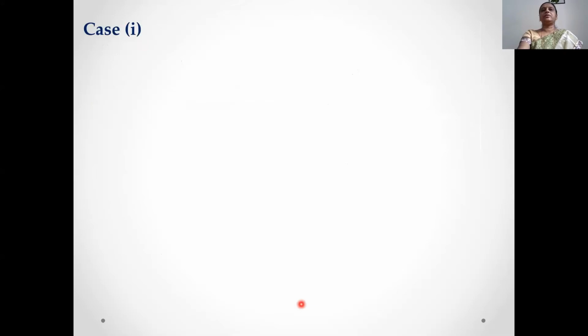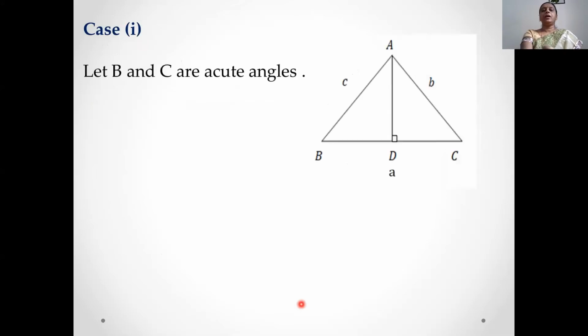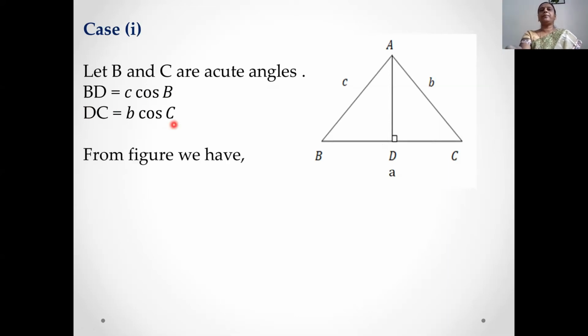Consider case first. In case first, you consider B and C to be acute angles. See the diagram here. B and C are acute angles. Then in the earlier step we have got BD is equal to c cos B, DC is equal to b cos C. You write down that.